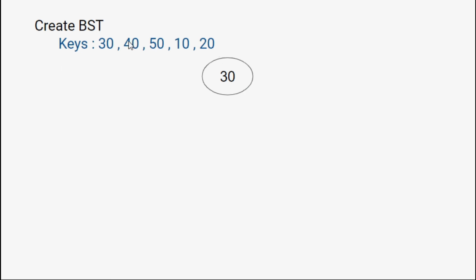Now, since it is a binary search tree, I need to compare every value with its ancestor. Since I have only one node in my tree right now, I'm going to compare 40 with 30. Now 40 is greater than 30. We have already discussed in the definition of a binary search tree that the right node is going to be greater than the parent or the root node. So 30 is less than 40, or we can say 40 is greater than 30. So we are going to place 40 as the right child.